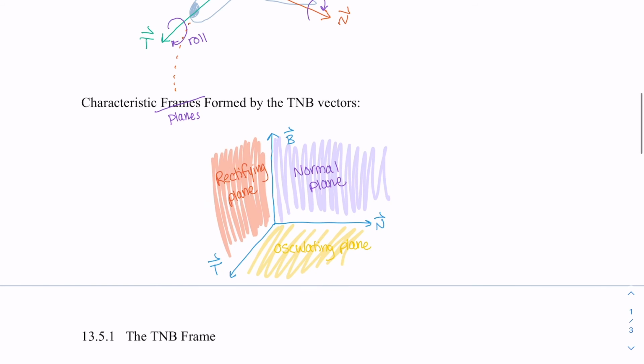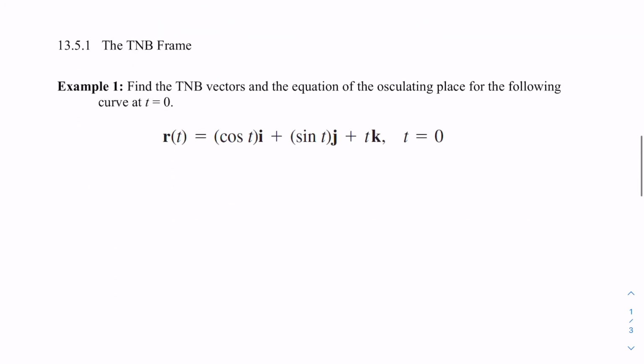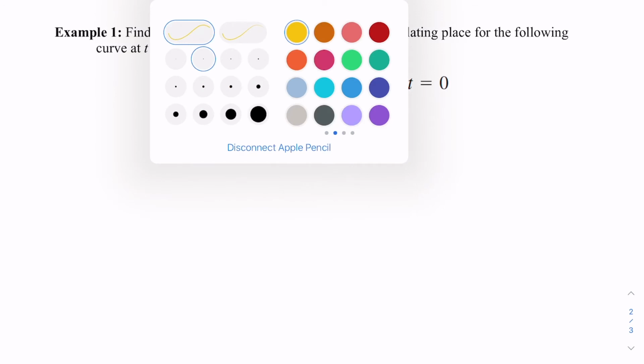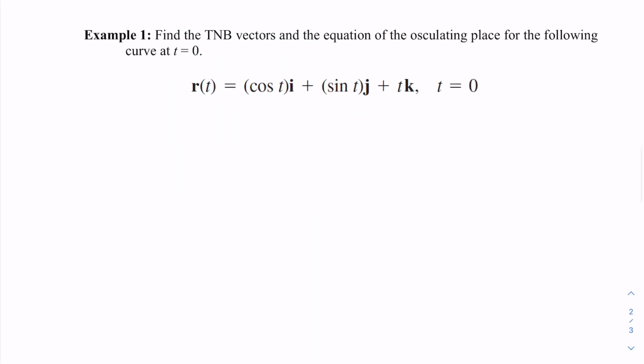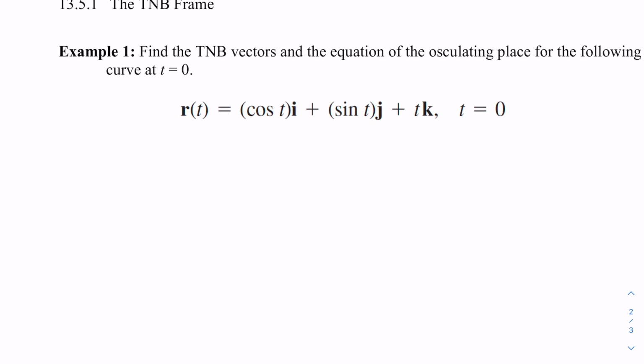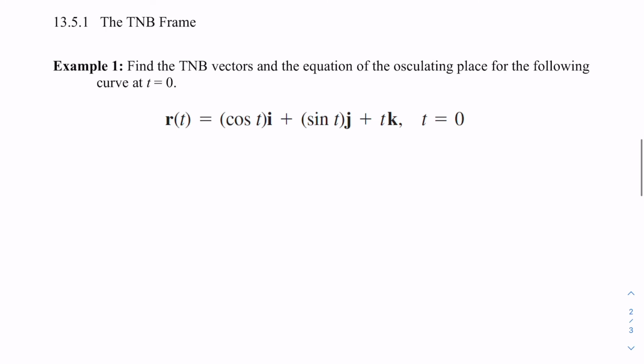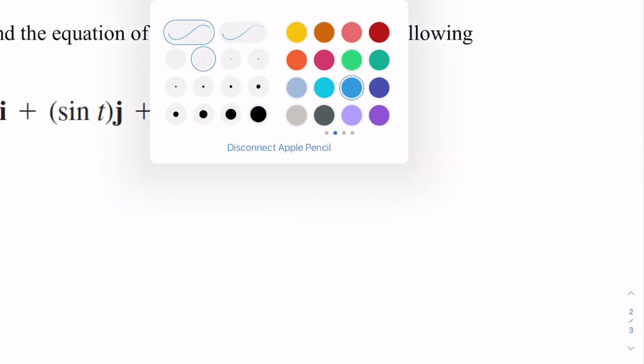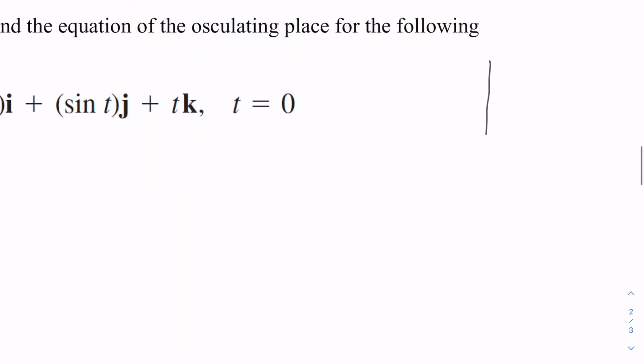Okay, so let's look at example 1. It's asking us to find the T, N, and B unit vectors and the equation of the osculating plane for the following curve at the point t equals 0. So, we have r of t is cosine t i plus sine t j plus t k. You should already be familiar with this equation. This one should be very familiar to you. It is the curve equation for our helix.